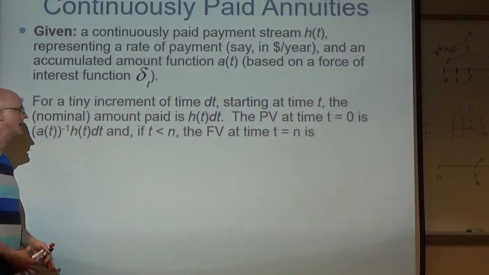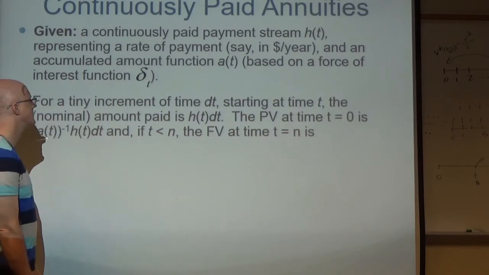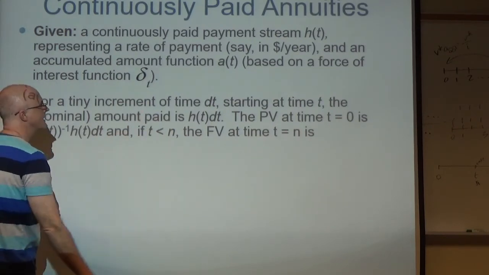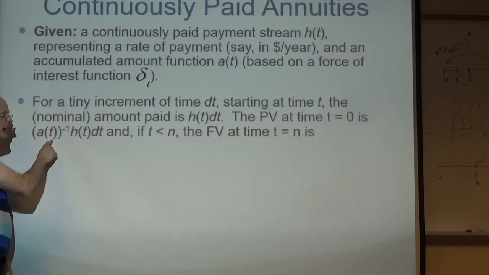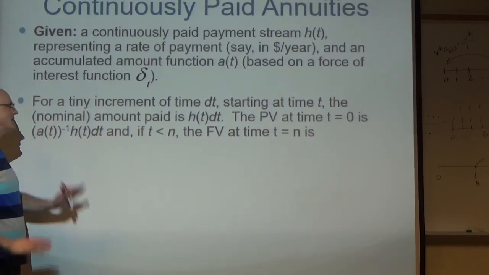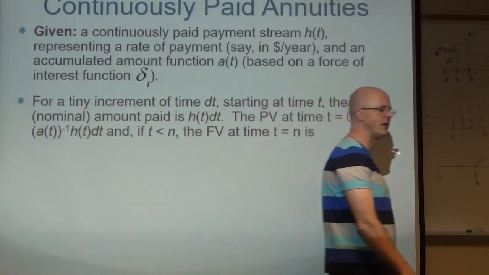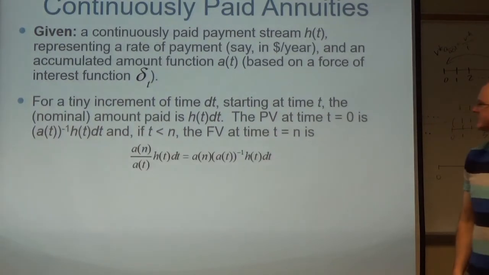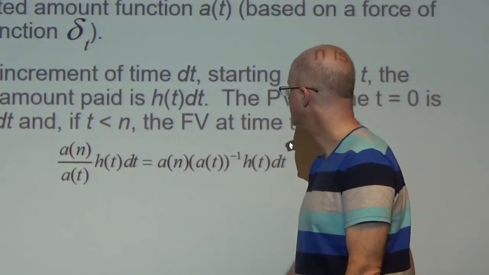It's not a present or future value. That's the amount at that moment, tiny interval of time that you get paid. The present value of that amount is found by pulling it back in time to the present, to time 0. Multiplying it by a(t) to the negative 1 power, the reciprocal. Not the inverse function. This is the same as 1 over a(t). This is the same as h(t) divided by a(t). And the future value, if n is past time t, is found by multiplying h(t) dt by the ratio a(n) divided by a(t), which can also be written this way.